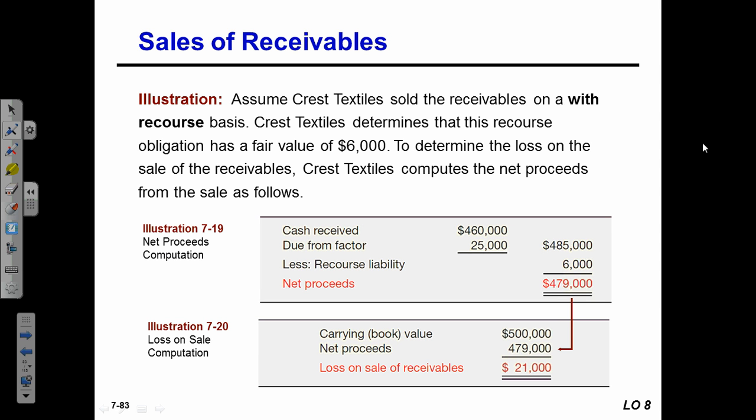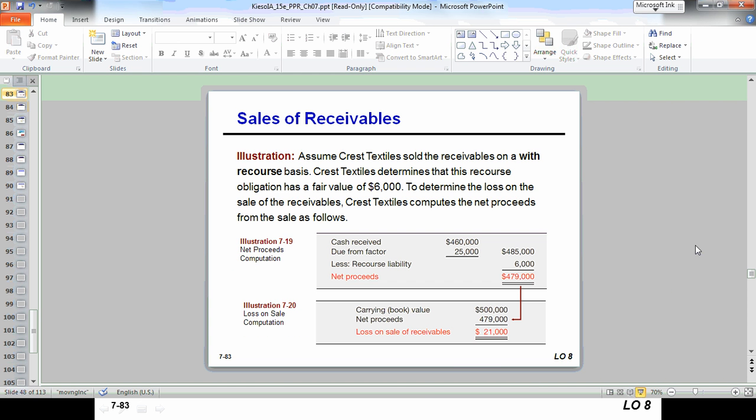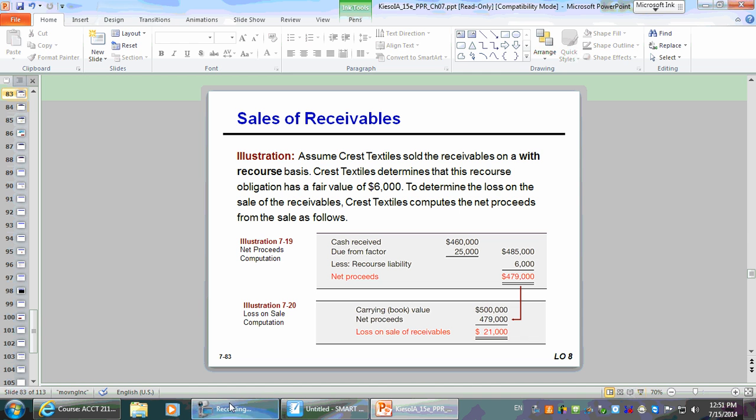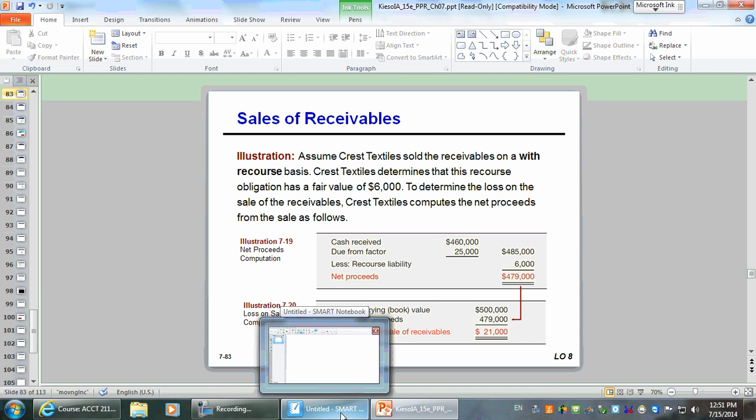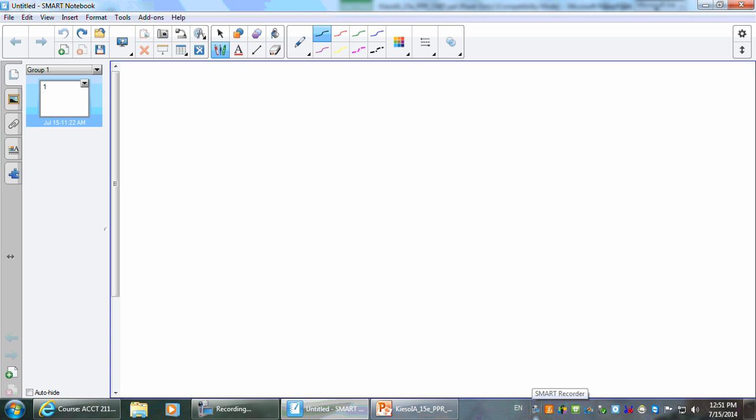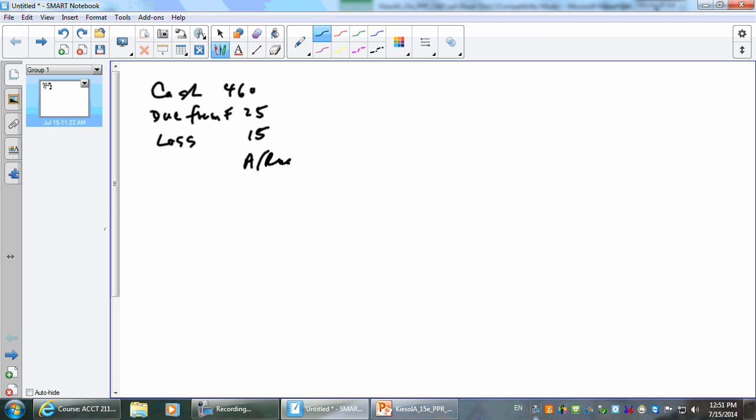Before we go on, let's answer this. Let's say it's that entry, right after that. I received cash of 460. I have a due from factor, 25. I have a loss on factoring, 15. And I no longer have my accounts receivable of 500. That was the deal, wasn't it? So there's what I have.